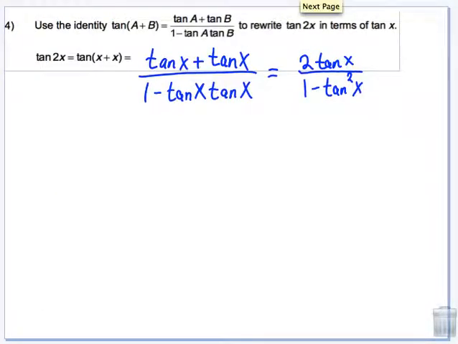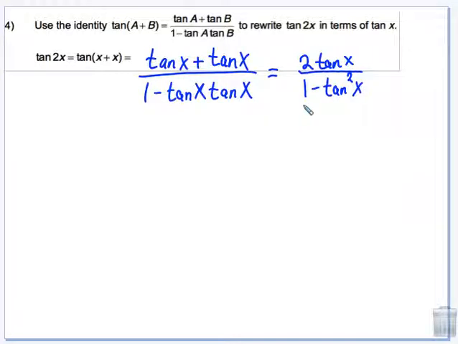And then for number 4, same kind of thing, but now we're working with tangent. Your sum identity for tangent is this equation, and we are replacing the a and b again with x's, so we end up with tangent x plus tangent x in the numerator, and then 1 minus tangent x times tangent x in the denominator. Well, the numerator, you can just combine those as 2 times tangent x, and the denominator, you have 1 minus tangent squared x, okay? This is the final answer.